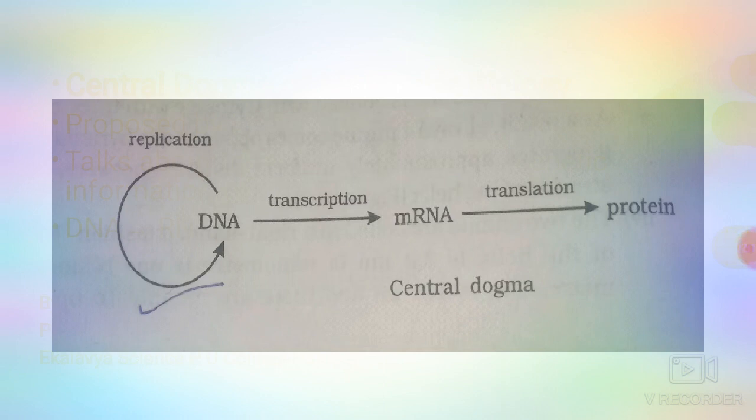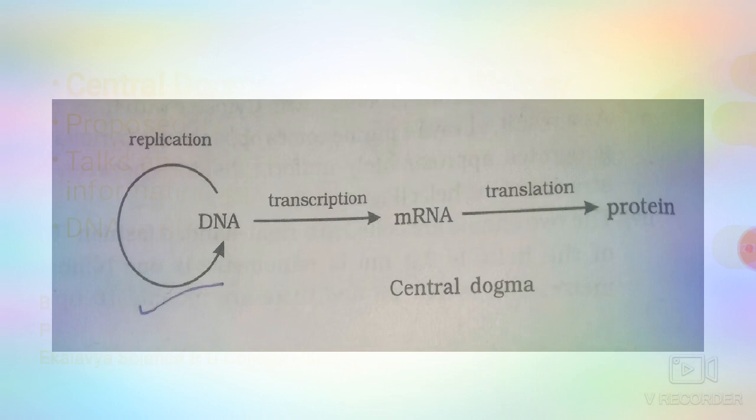The DNA is replicated, and it flows the genetic information to the mRNA through the process of transcription, and next from mRNA to protein through translation. Here the mRNA is the messenger RNA.